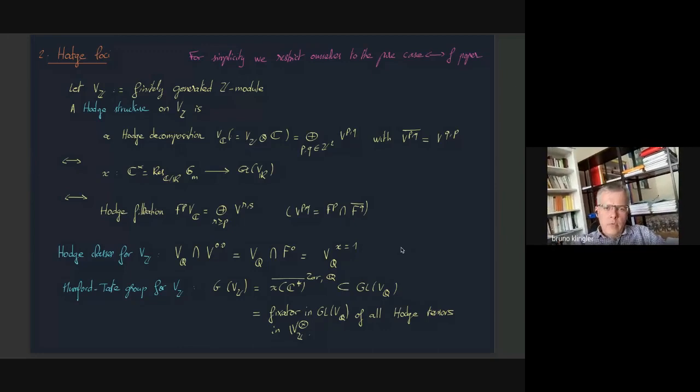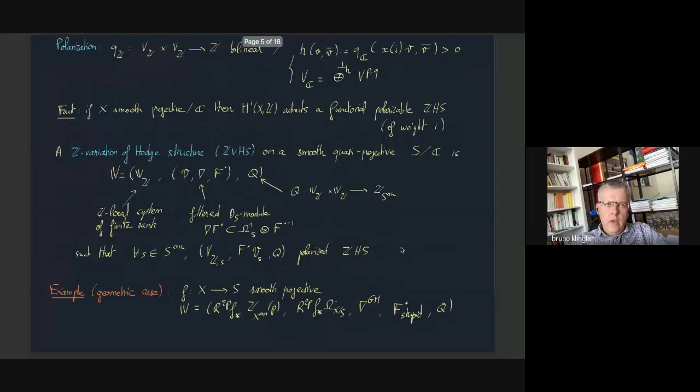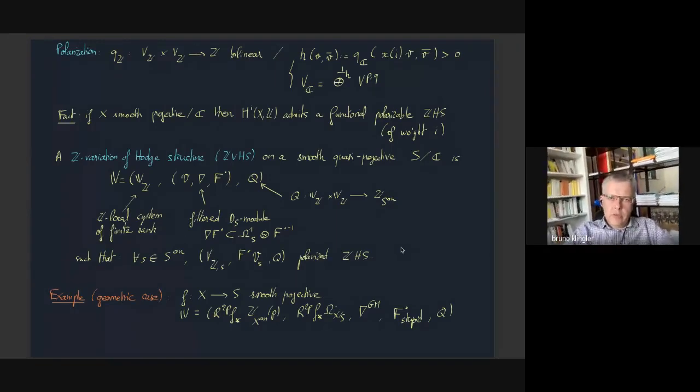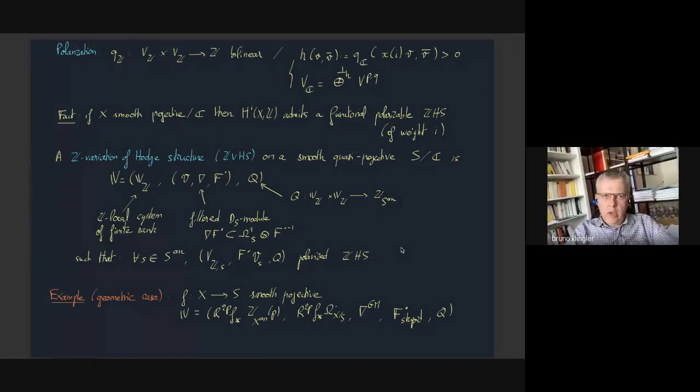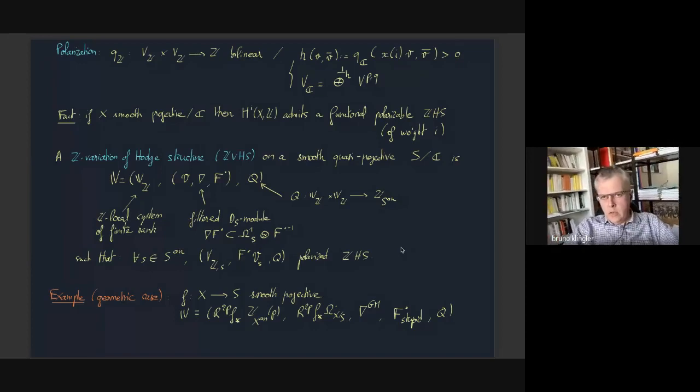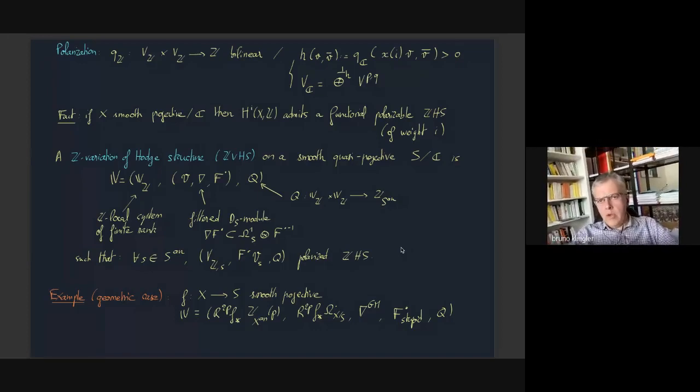All right, so with this reminder, I still also need to remind you that everywhere in what I will be talking about, there is a polarization in the background, which is a bilinear form on my Z-module that satisfies certain positivity properties, the Hodge-Riemann relations. And of course, the basic fact is when X is smooth projective, then its cohomology in degree i will admit such a functorial Z Hodge structure of weight i.